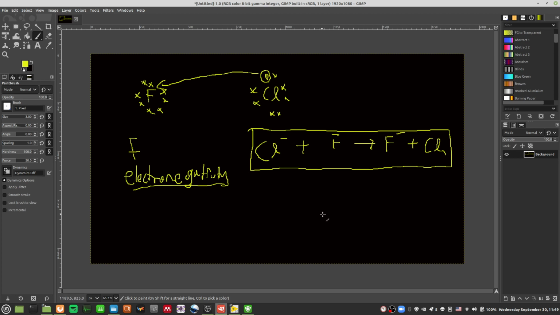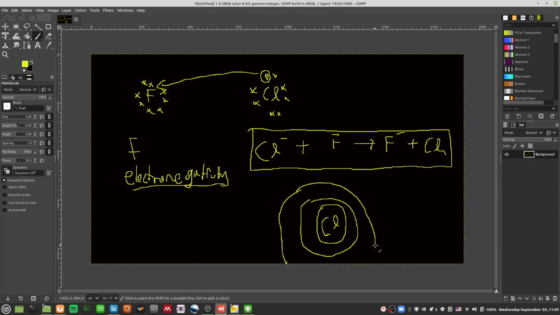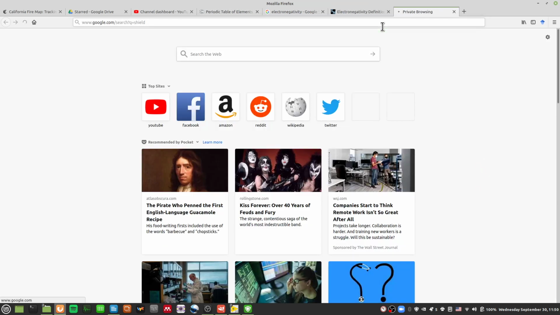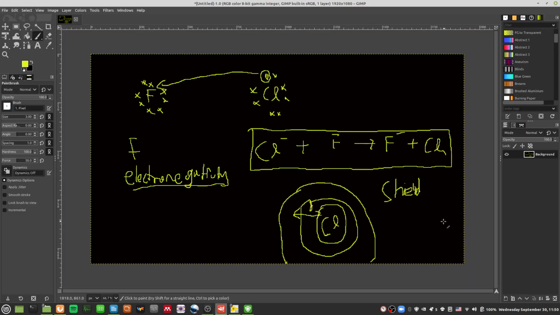Chlorine has an extra shell of electrons inside compared to the outermost shell. Remember what I was telling you about? So there's extra distance between the outermost electron and the nucleus. What is this effect called? We call this the shielding effect. How do I spell shield? I can't remember my spelling. Yep, this is shield. Shielding effect.